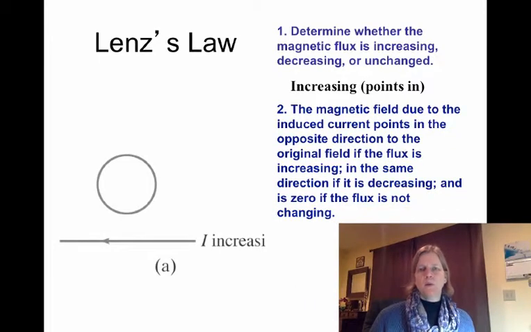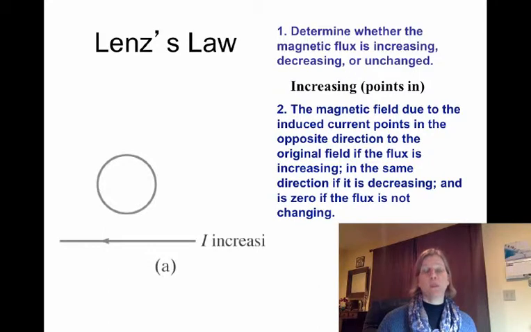All right, step 2, you figure out the direction of the induced magnetic field. If there's a change in flux in the loop, then there'll be an induced current in that loop. The induced current has a magnetic field that opposes the change in flux. That's what we're working out. And the words here help us figure that out. It says the magnetic field due to the induced current points in the opposite direction to the original field if the flux is increasing, in the same direction if it is decreasing. So we just figured out it's increasing. So the magnetic field due to the induced current points in the opposite direction.